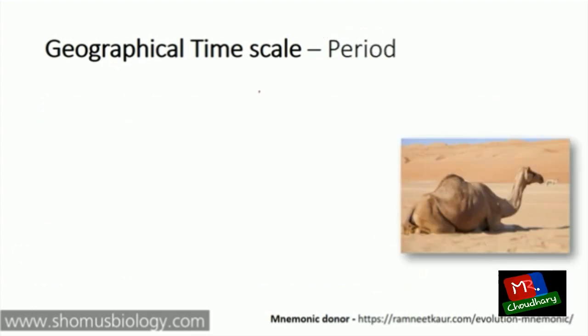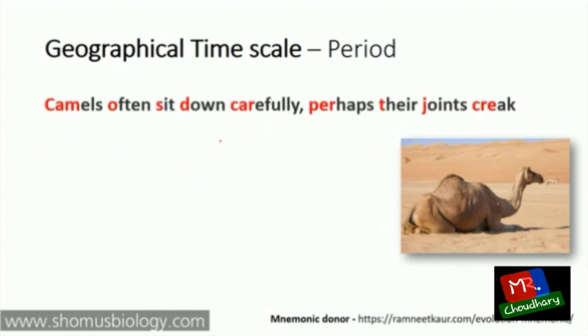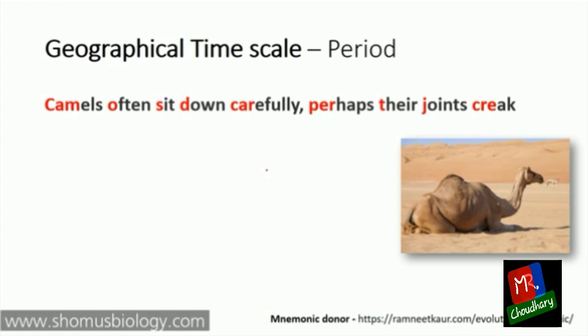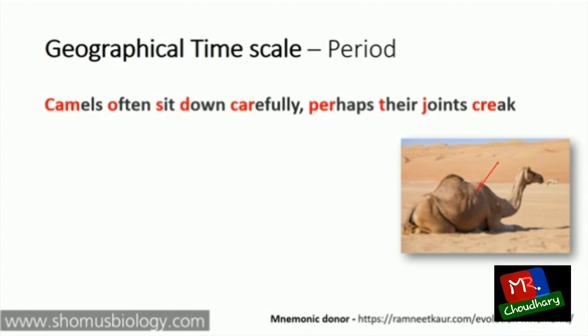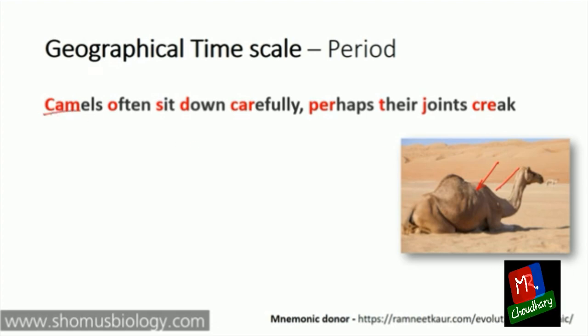To remember geographical timescale period goes with another sentence: Camels often sit down carefully, perhaps their joints creak. Well, yeah, they are big fellas, maybe their joints creak. That's why they sit down often, and their sitting position is kind of weird, as you can see. So let's begin with the first one of the period, CAM. So Cambrian is the first one.